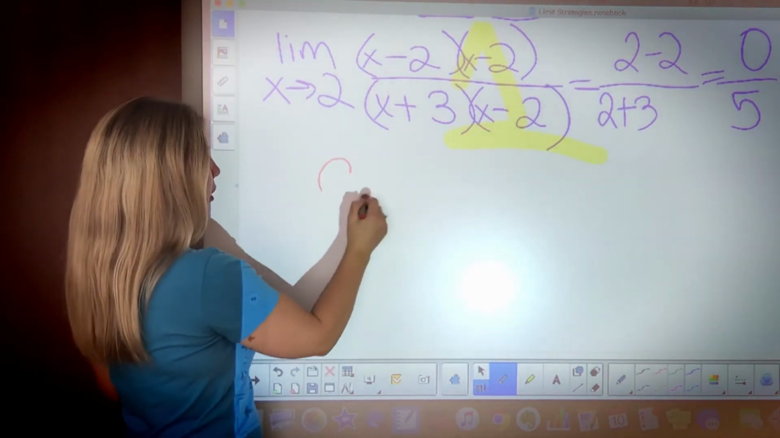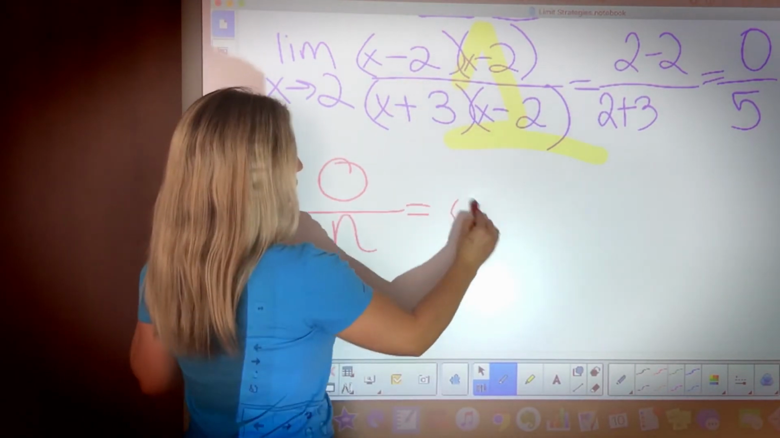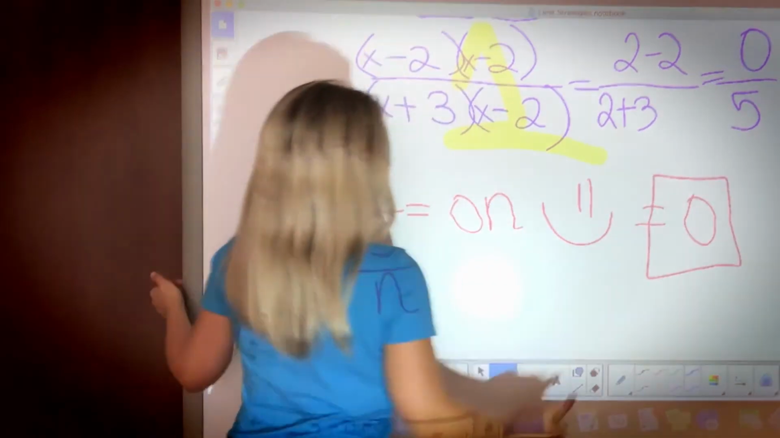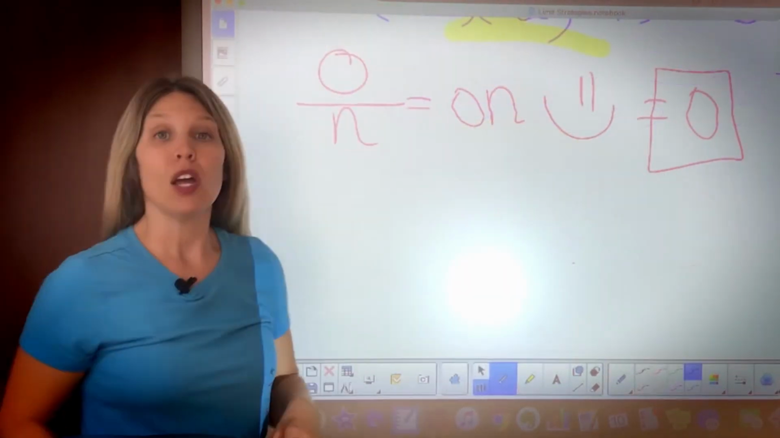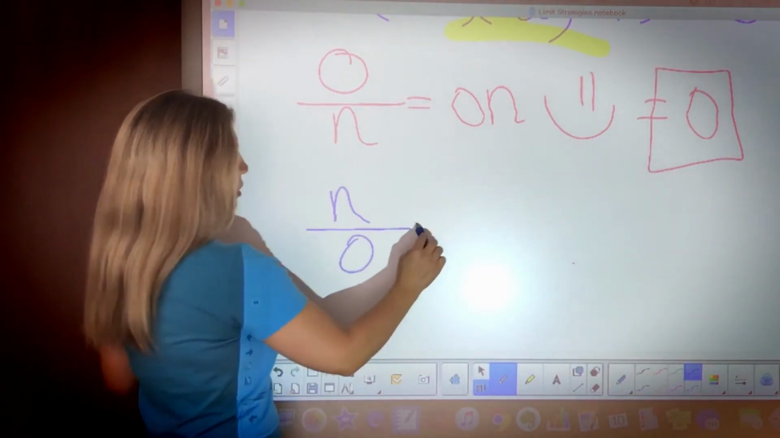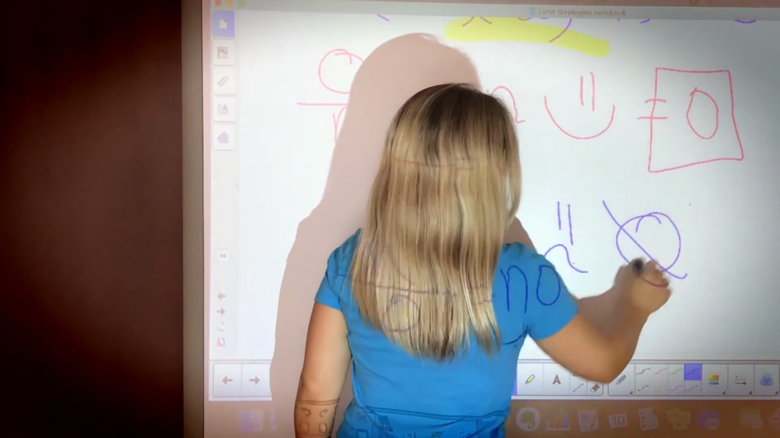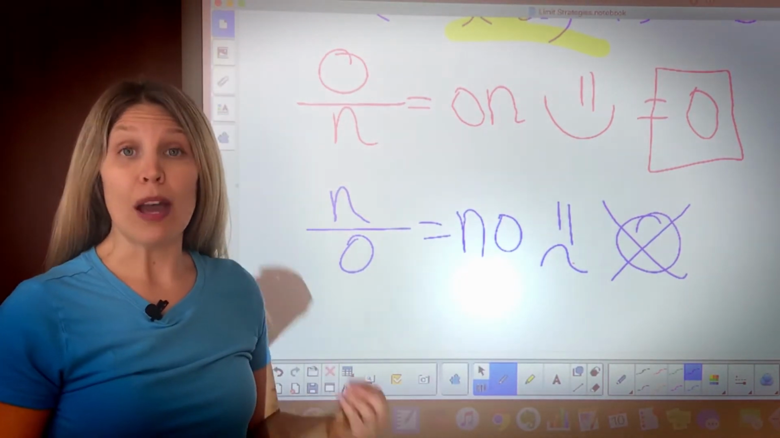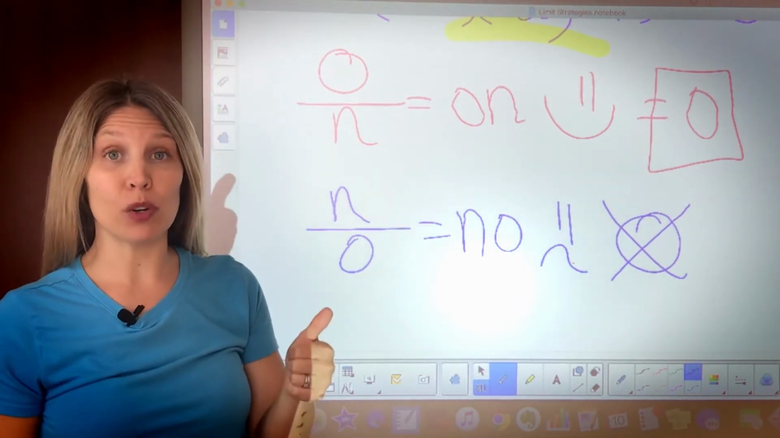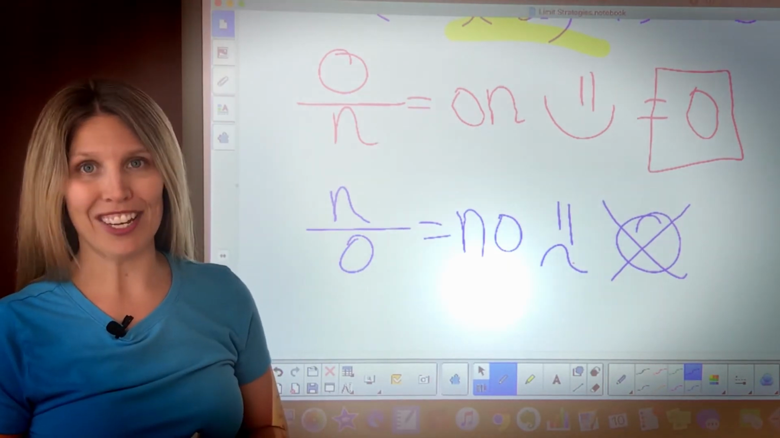If you have a 0 in the numerator over some number n, this spells "on". So this means this is all good and your answer will be 0. On means good. But if you have 0 in the denominator, you have some number over 0, this says "no", this is no good. We can't do this. That means your problem doesn't exist. You have to do further explanation. So try to remember, on means we're good to go. You can have 0 in the numerator. No means you're no good. And if you have 0 in the denominator, you need to do more investigation.